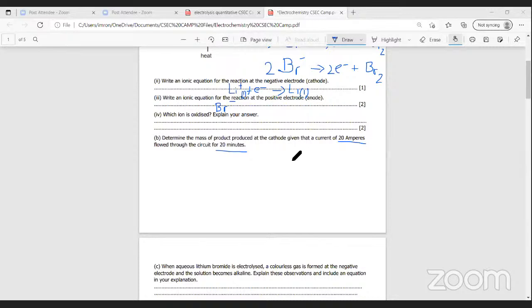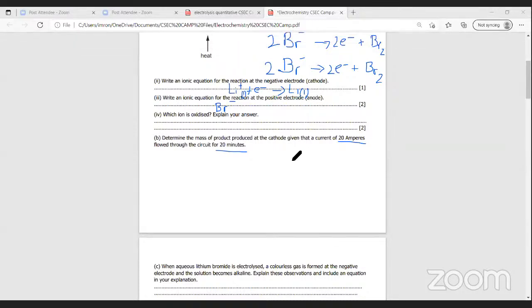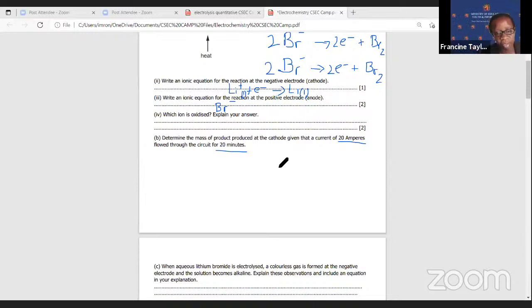All right, I see some answers coming through. I see 1.49, I see 1.75 grams, and there's a 1.74.